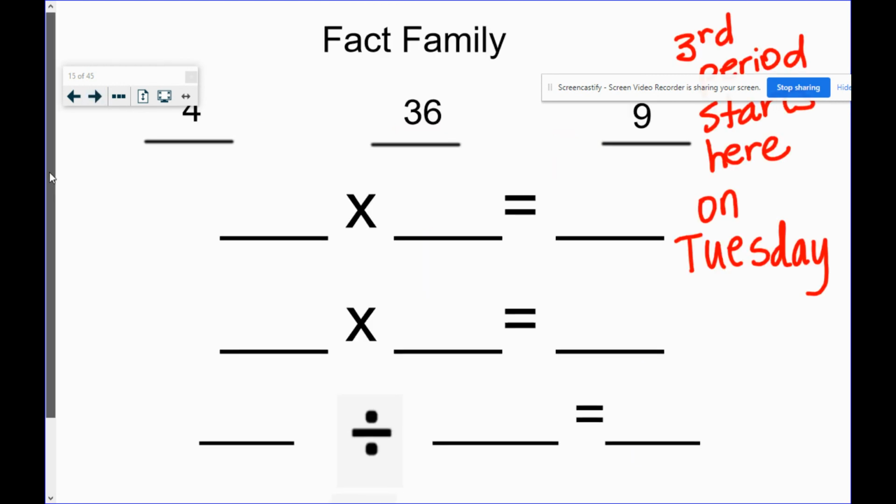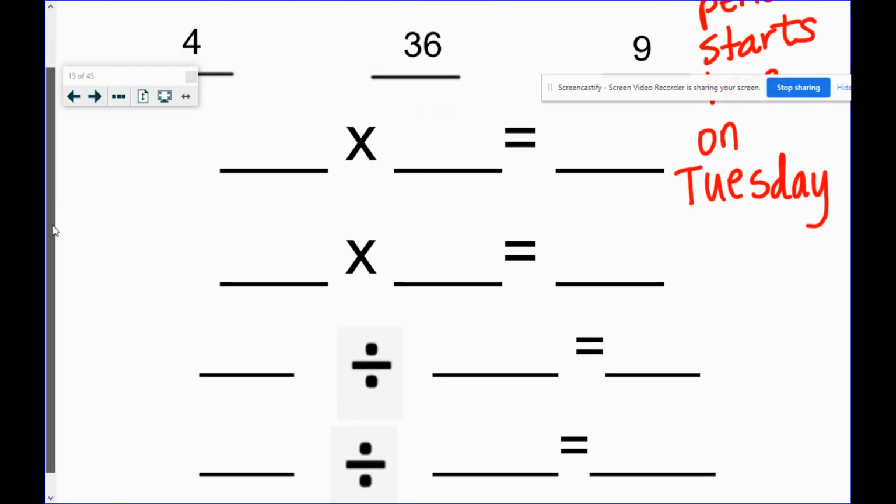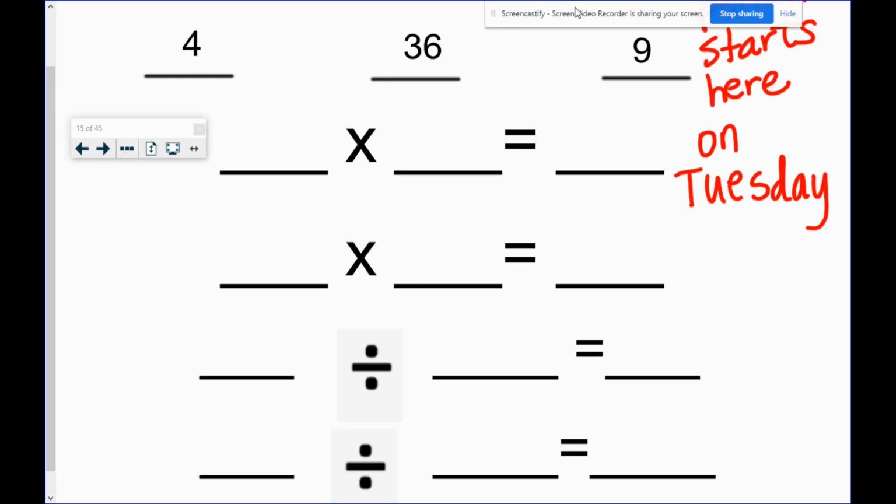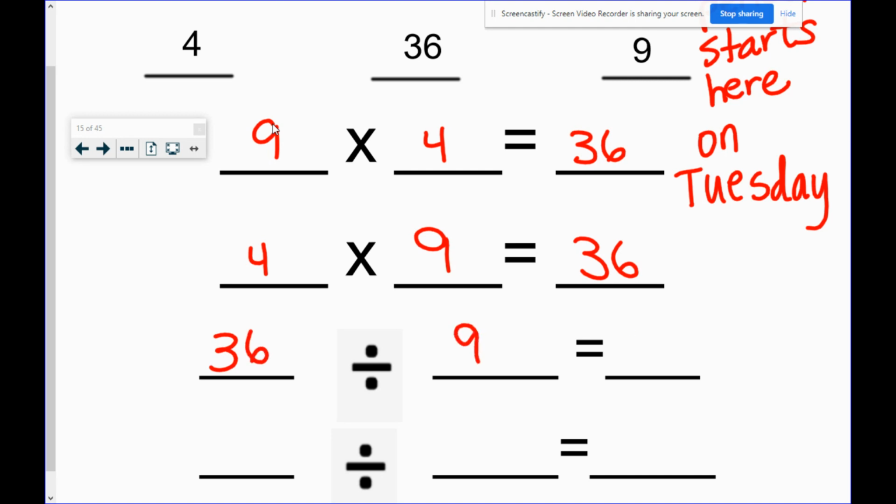And one more. Try to make fact families out of 4, 9, and 36. Pause the video and check back with me. So your multiplication sentences should be 9 times 4 equals 36. And then 4 times 9 equals 36. Doesn't matter the order as long as you have each of these sentences written down. And then you should have a sentence that says 36 divided by 9 equals 4. And then 36 divided by 4 equals 9.